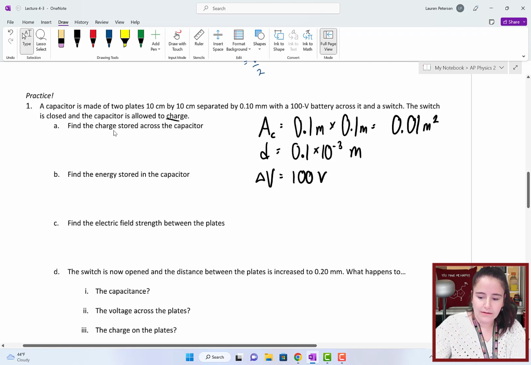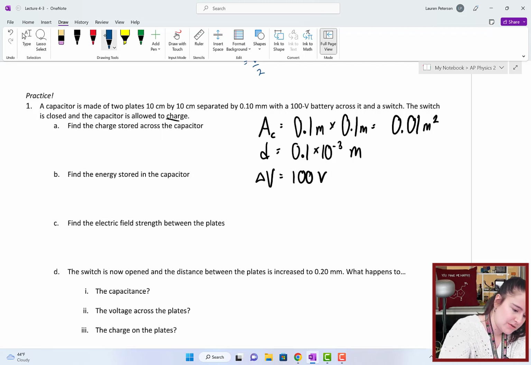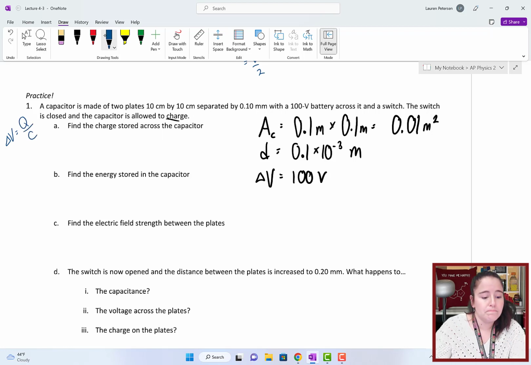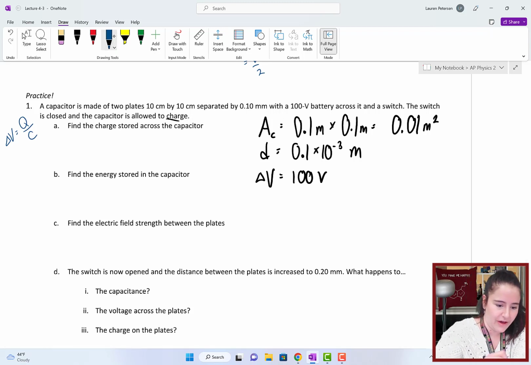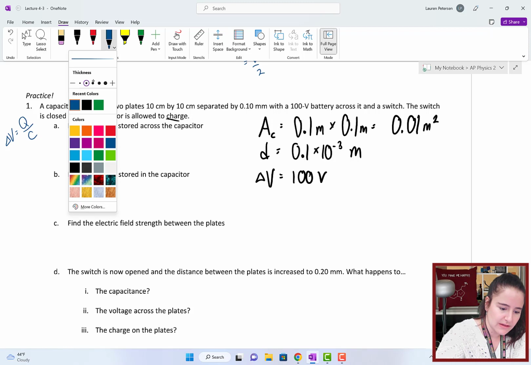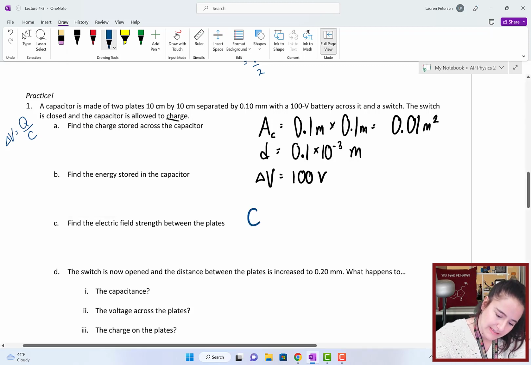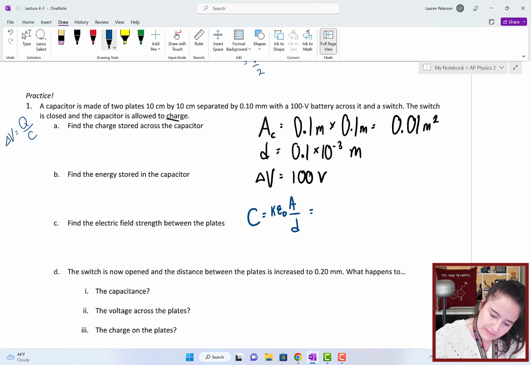Well, first, in order to do that, I probably need to know the capacitance of the capacitor, because to find the charge stored, I know I can use delta V equals Q over C, but I would need to know C for that. I do have enough information to find C here, though. So we can use our equation for capacitance. Capacitance equals kappa epsilon naught A over d.